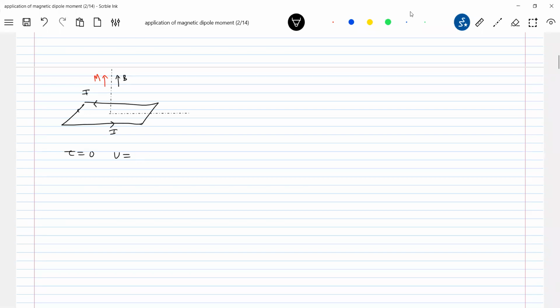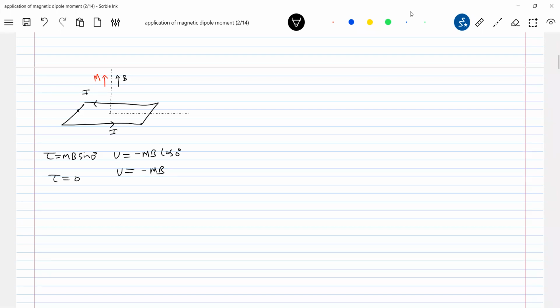So it is minus MB, minus MB cos 0 degrees. Why is the torque 0? According to the formula, MB sine 0 degrees, which is 0. And the interaction potential energy is minus MB. What about net force?